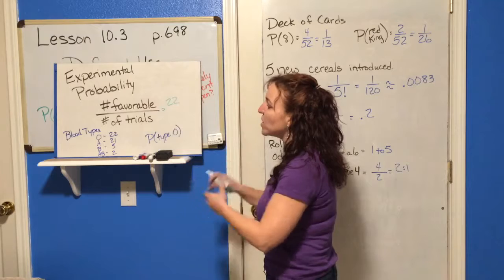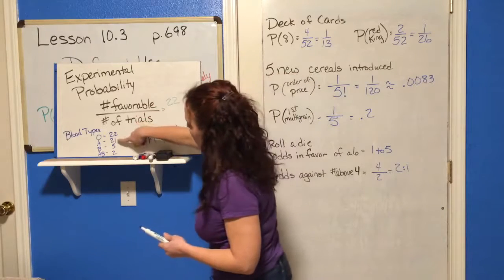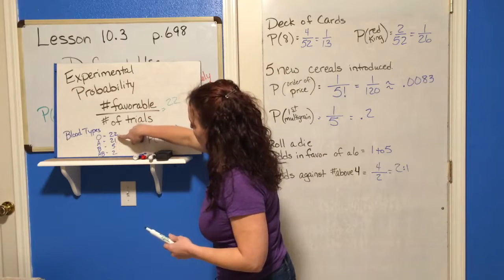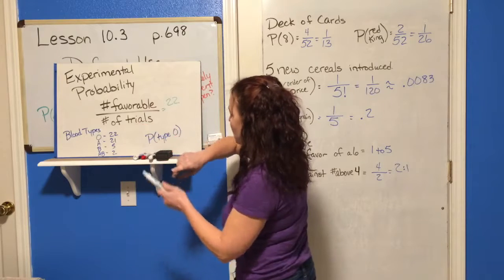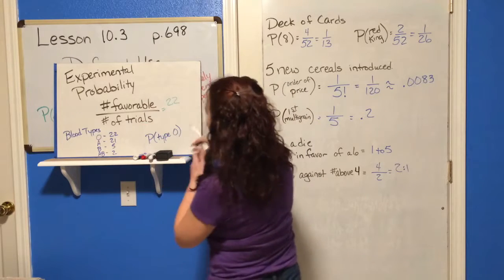And the number of trials is going to be all of them together. So 20, 40, 45, 46, 47, 48, 49, 50. Oh, I thought I had 50. 5, 6, 7, 8, 9, 10. I do. Okay.